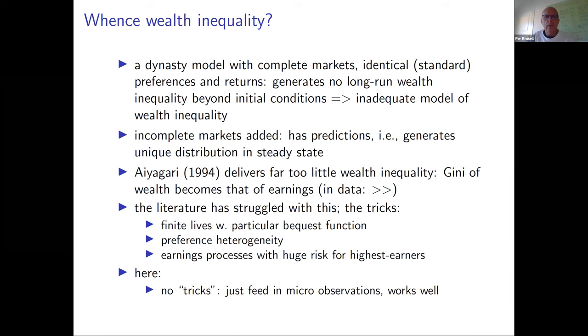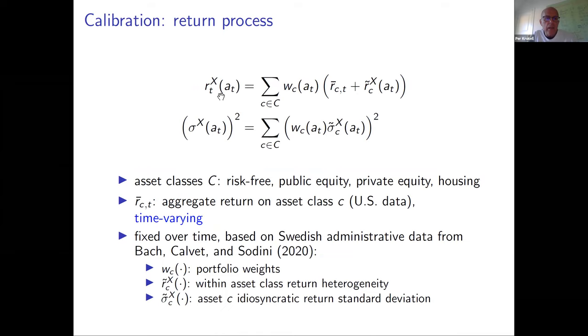So here's our return process. We just say, okay, the expected part is the portfolio share that people in asset group A on average have. And then we have these four types of assets: risk-free or cash, public equities, I mean traded stock, private equity, and then housing. We look at the shares, and that's where we get the returns, with the respective returns for each category, which we take from data.